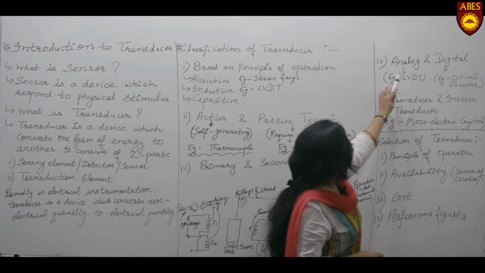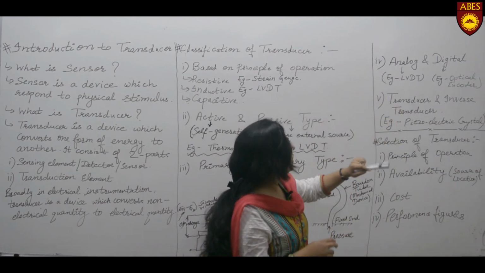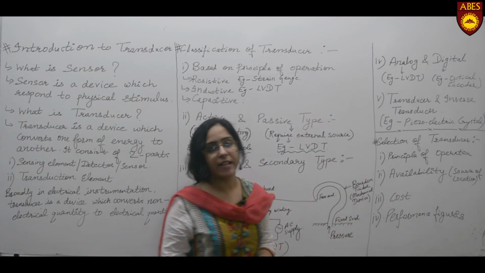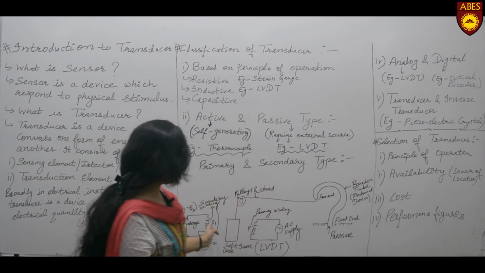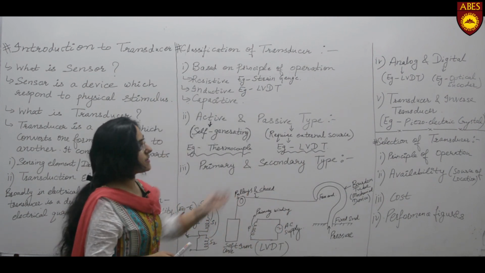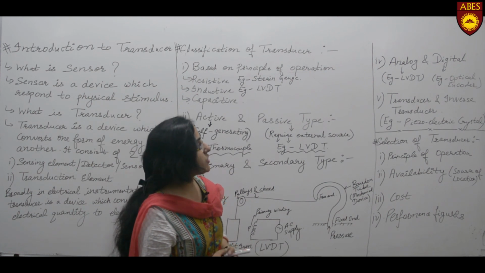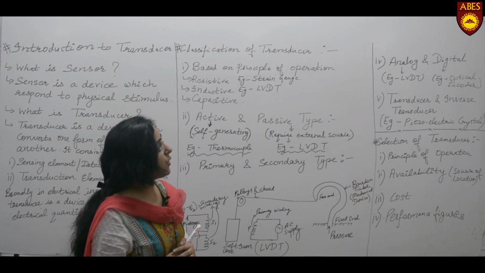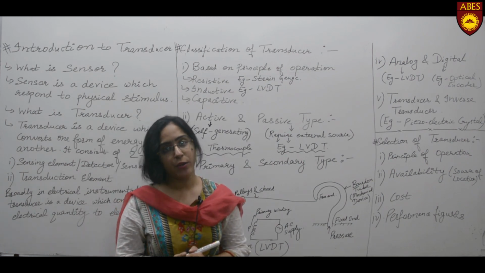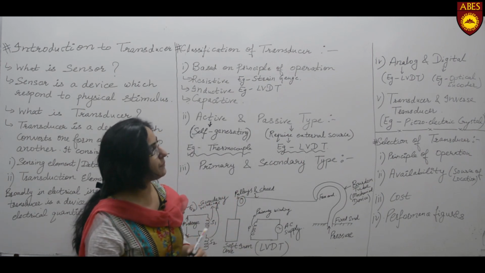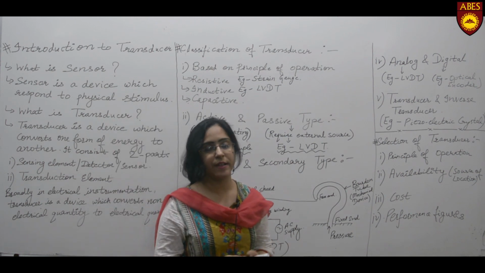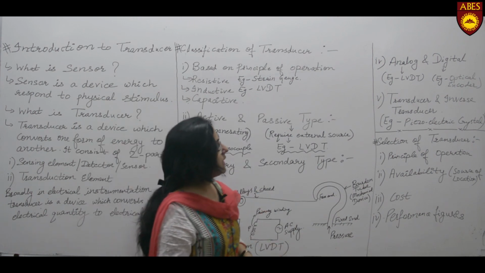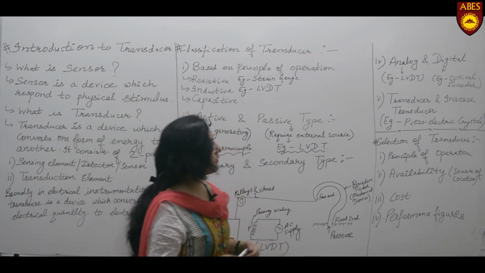Now the fourth type of classification is analog and digital type of transducer. Analog transducer is the LVDT, because it is giving you the voltage output, so it is the analog type, and digital transducer is which is giving you the output in digital form, 0 or 1 form, so that is the optical encoder. We can also have the example of the digital type of transducer as a digital tachometer, which obviously uses the optical encoder as the major component for sensing.